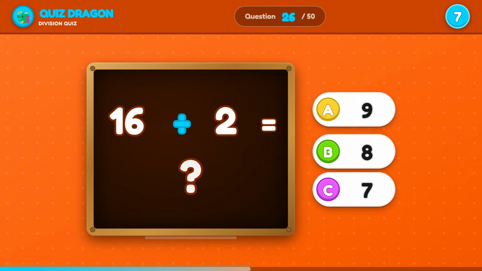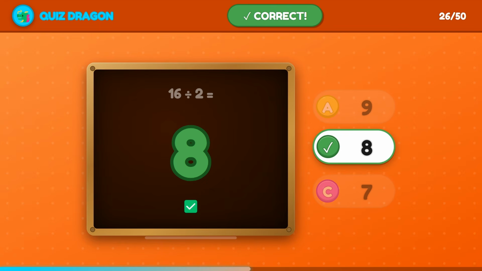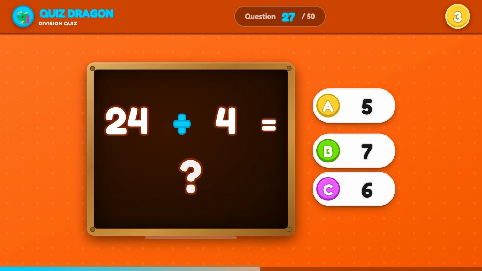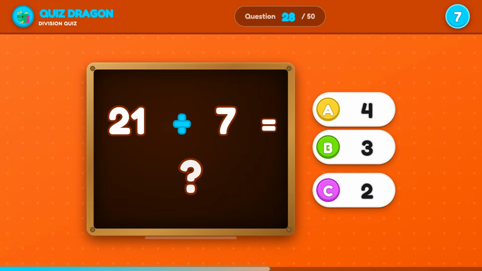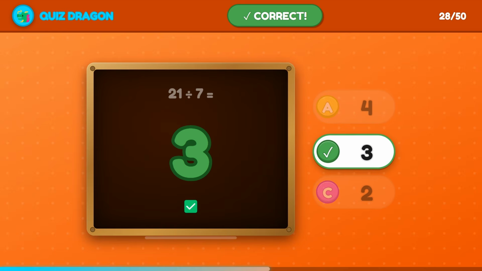Question 26. What is 16 divided by 2? The correct answer is B, 8. Question 27. What is 24 divided by 4? The correct answer is C, 6. Question 28. What is 21 divided by 7? The correct answer is B, 3.